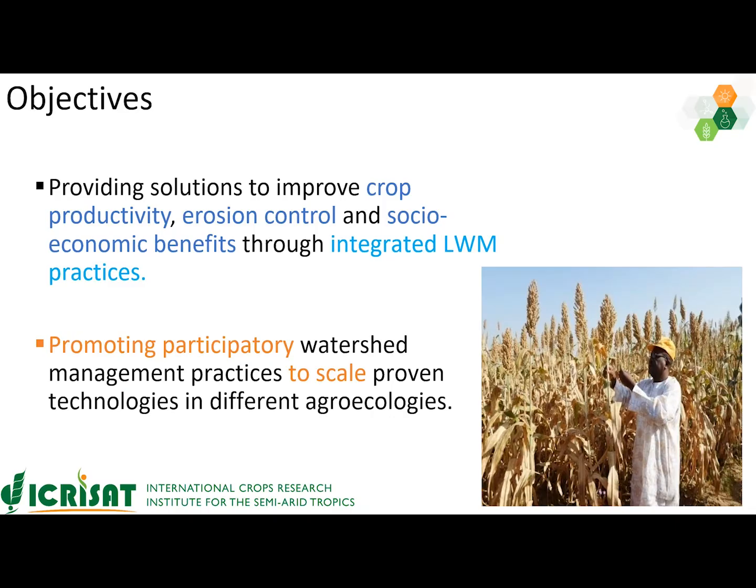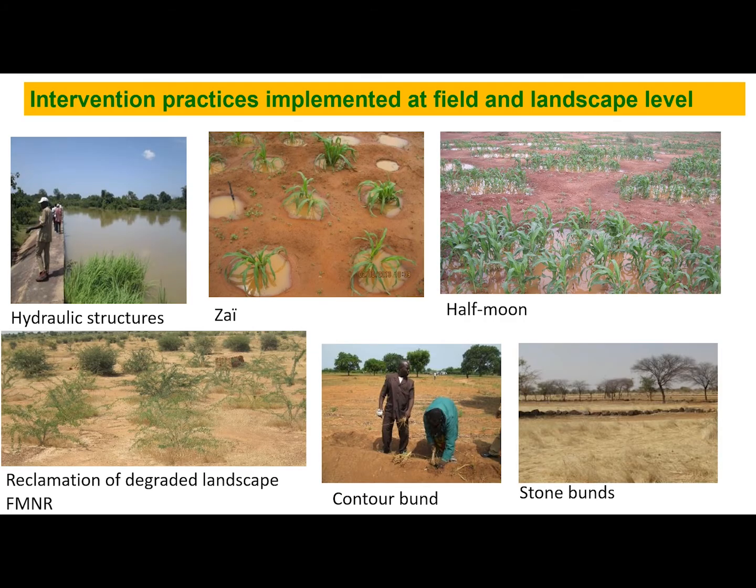So the objective of our land and water management work in the semi-arid tropics is to provide solutions to improve crop productivity, erosion control, and socioeconomic benefits, and also promoting participatory watershed management practices to help scale technologies in different agroecologies. The intervention practices are implemented at different scales: plot scale, farm field scale, and also landscape scale.